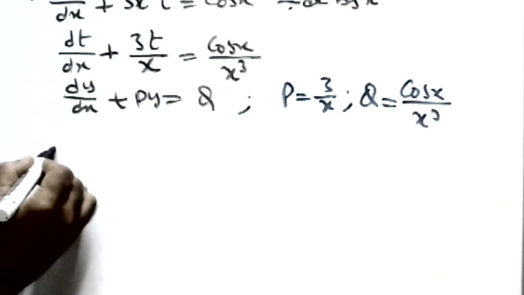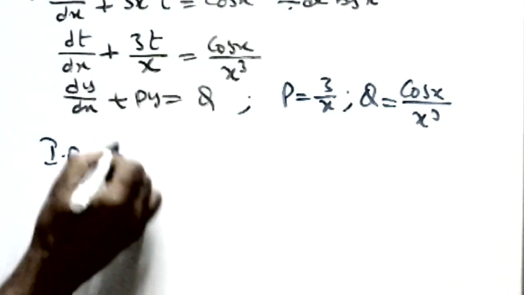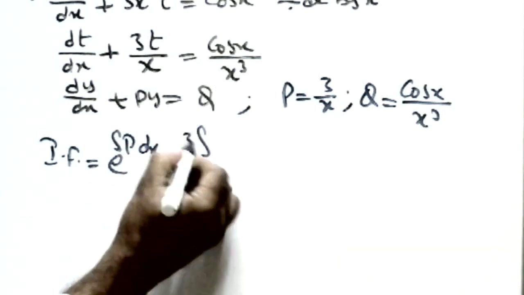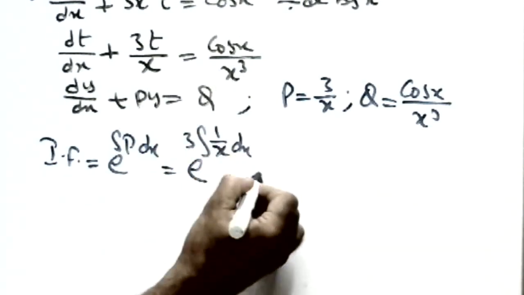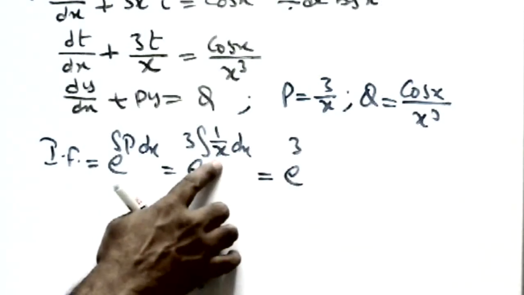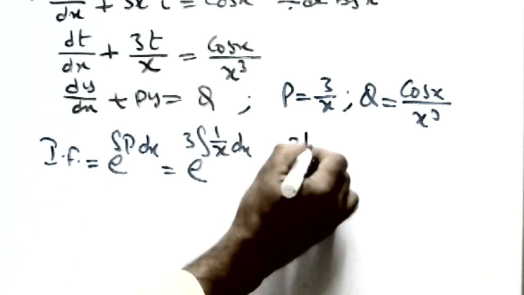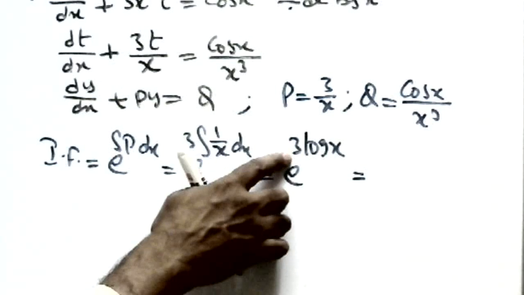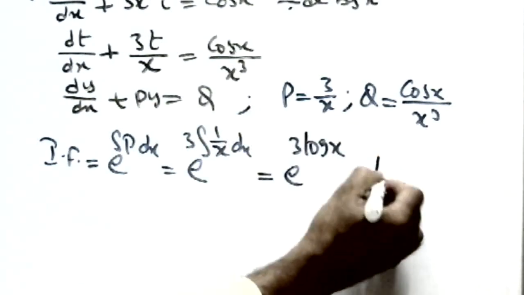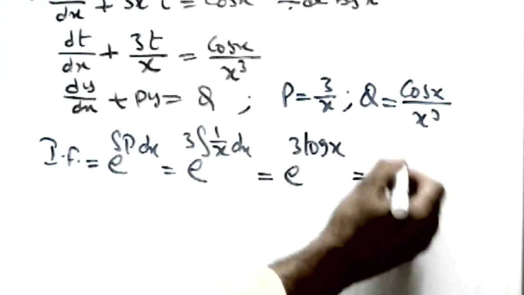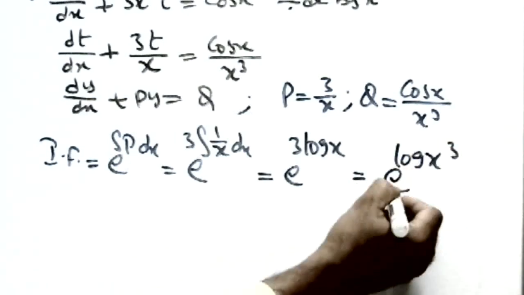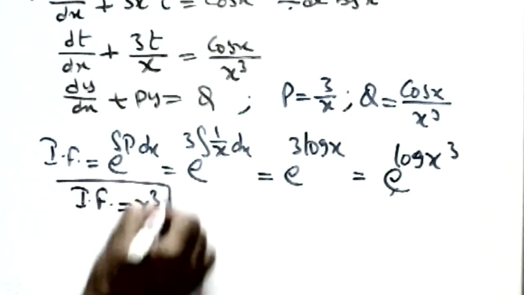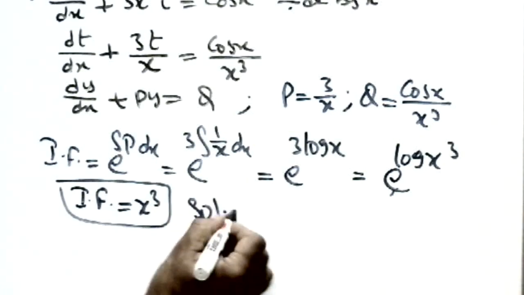First step is to find the integrating factor, e to the power of integration p dx. Take 3 outside: integration of 1 by x dx. Integration of 1 by x is log of mod x. e to the power log will get cancelled, but you have to take the 3 from here, which makes it x cube. So e to the power of log x cube, now e log will get cancelled. We are left with the integrating factor x cube. So we got the integrating factor.